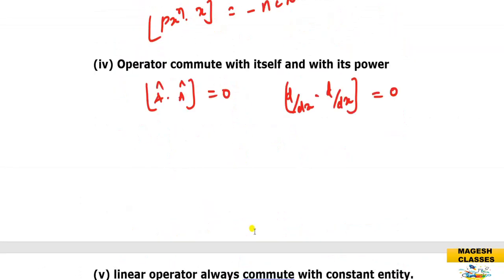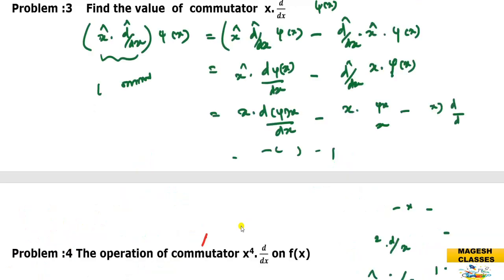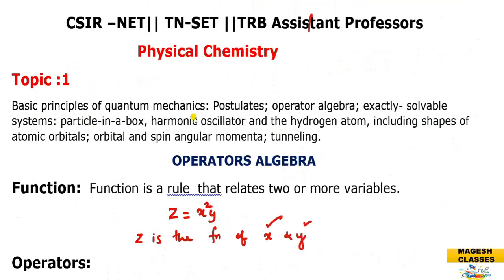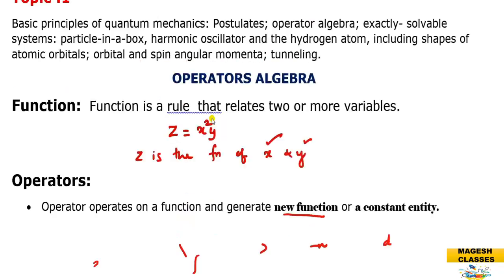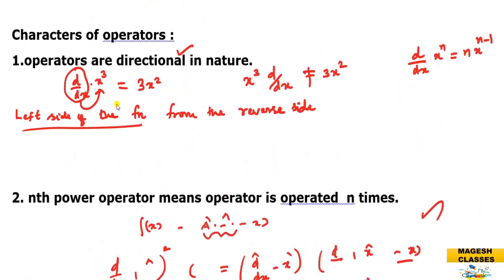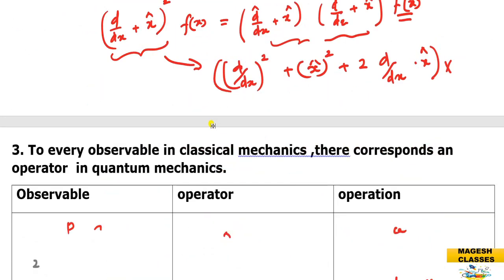Okay, viewers. This is the end of our presentation. Once again, we are going to summarize all the things. First of all, what is a function and what is an operator? A function is a rule that relates two or more variables. An operator is a function that generates a new function or a constant entity. Characters of operators: operators are linear in nature. The nth power of an operator means the operator is operated n times.